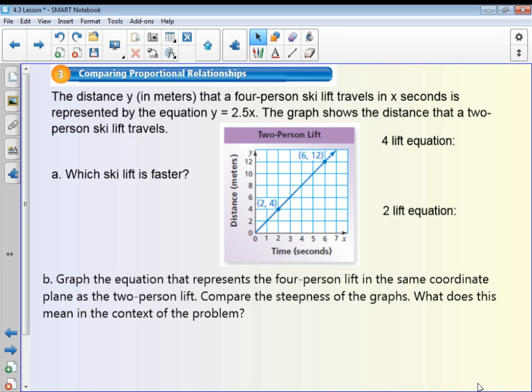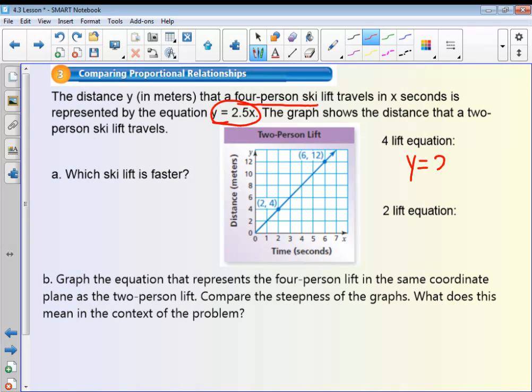It says the distance y in meters that a 4-person ski lift travels in x seconds is represented by the equation y equals 2.5x. Okay, so that is our equation for a 4-person ski lift. So I'm going to go ahead and write that one down here. Y equals 2.5, and that would be meters per x, which is seconds. Okay, so 2.5 meters per second is what that's really telling us.